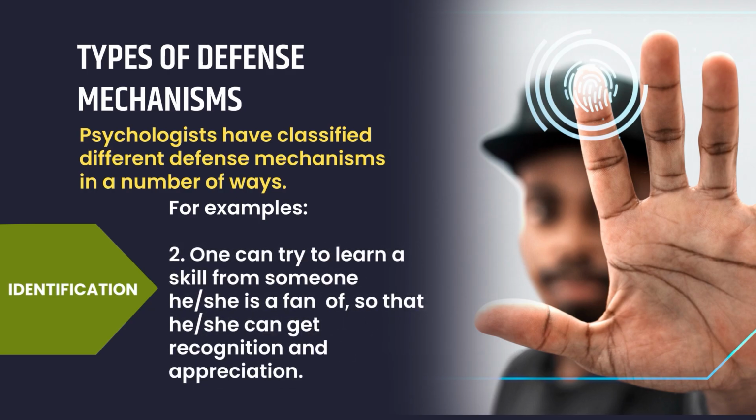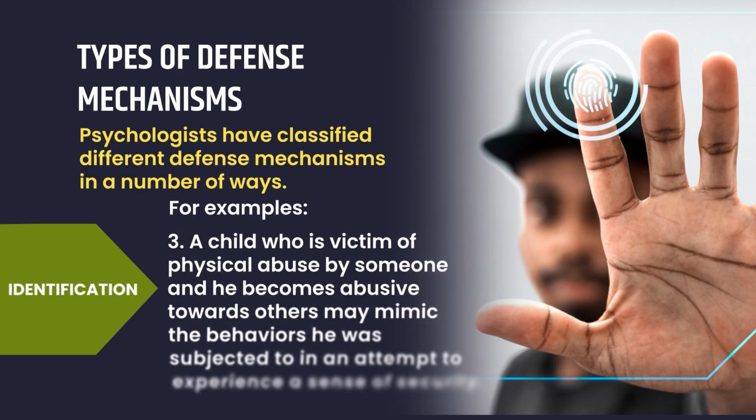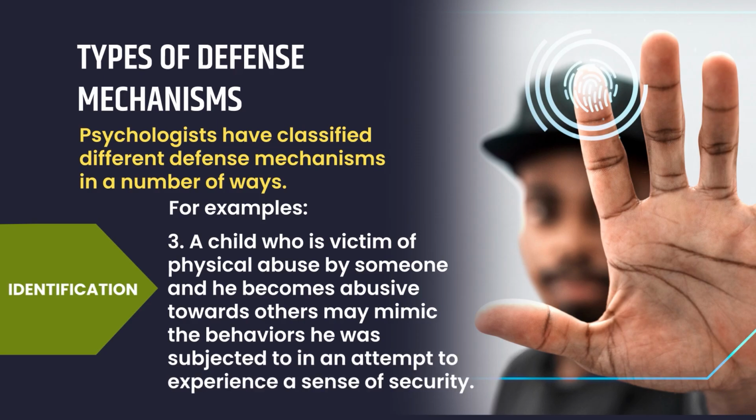Another example is that one can try to learn a skill from someone he or she is a fan of so that she can get recognition and appreciation. Next example can be a child who is a victim of physical abuse by someone and becomes abusive towards others, and may mimic the behavior he was subjected to in an attempt to experience a sense of security.